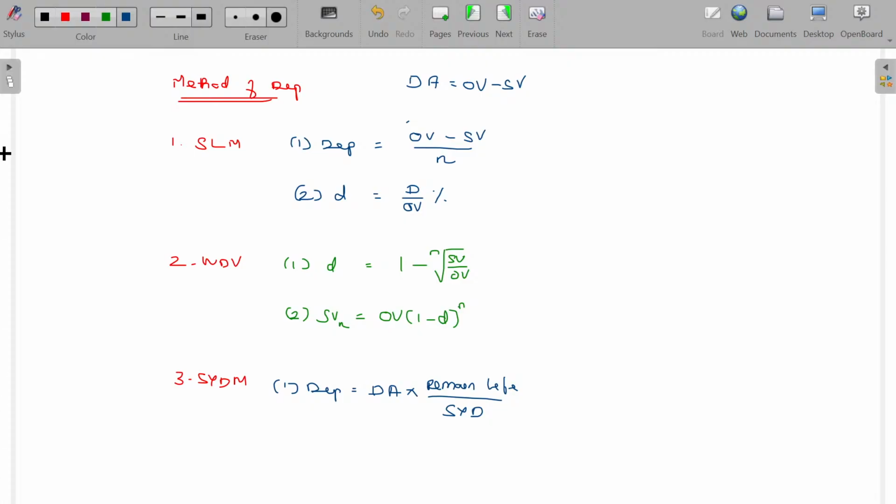And between SLM or WDV method, if I ask which method is superior, then naturally SLM method will be least superior and WDV method will be most superior. So you can depend on the second method, and this will be the least choice method. Even for the Income Tax Act, for tax payment and other things, to calculate the depreciation, we have to depend only on WDV method.